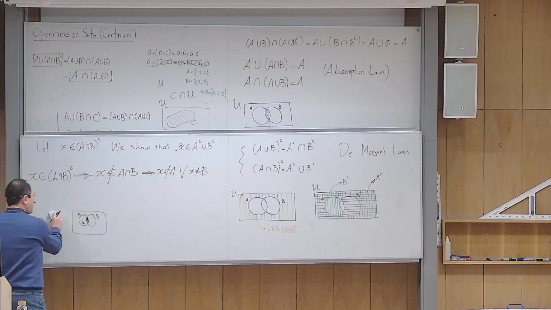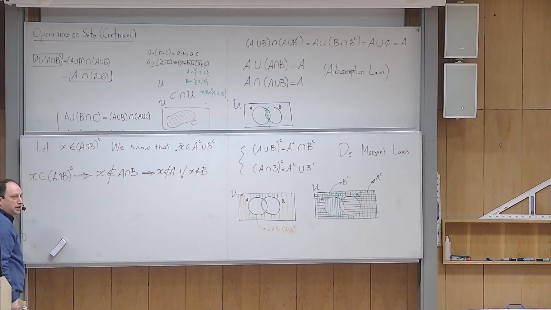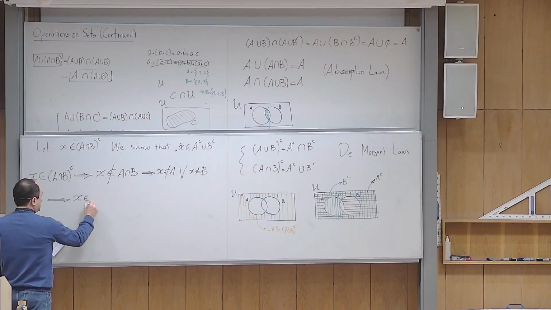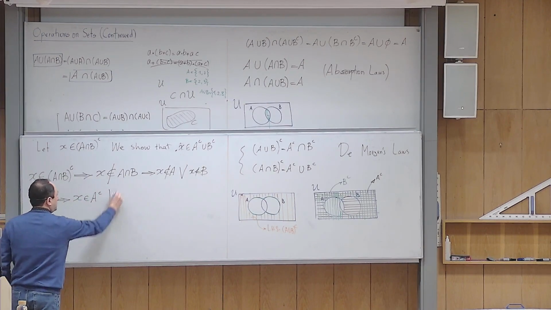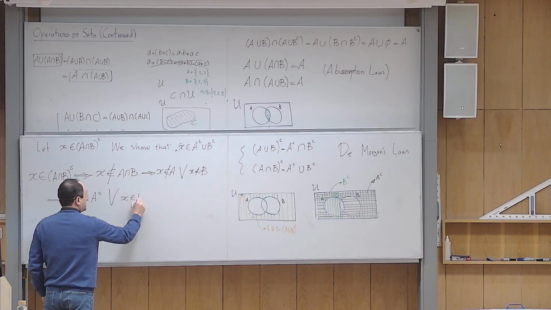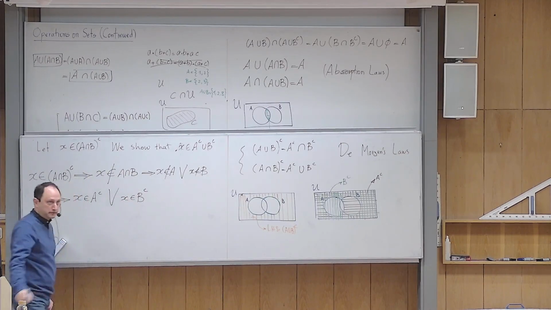Okay. Now continue. The continuation is actually very simple. If X is not in A, what can I write? X belongs to the complement of A. Or, I copy and paste "or." X does not belong to B means where? X is in B complement.